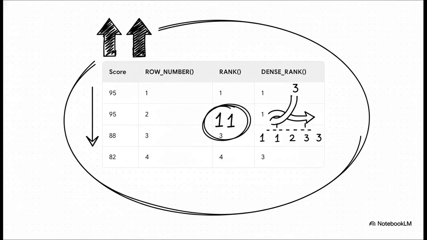A great example is ranking. Look at the slide. ROW_NUMBER just gives every row a unique number, 1, 2, 3, 4. Simple. But what if there's a tie, like the two scores of 95? RANK and DENSE_RANK both give them the same rank, rank 1. The key difference is what happens next. See how RANK skips to 3, leaving a gap? DENSE_RANK doesn't. It goes right to 2.